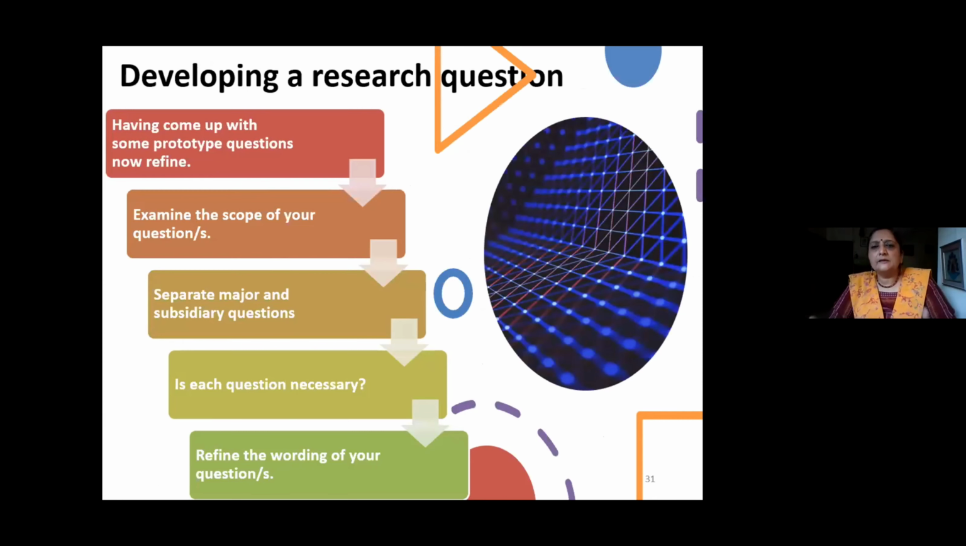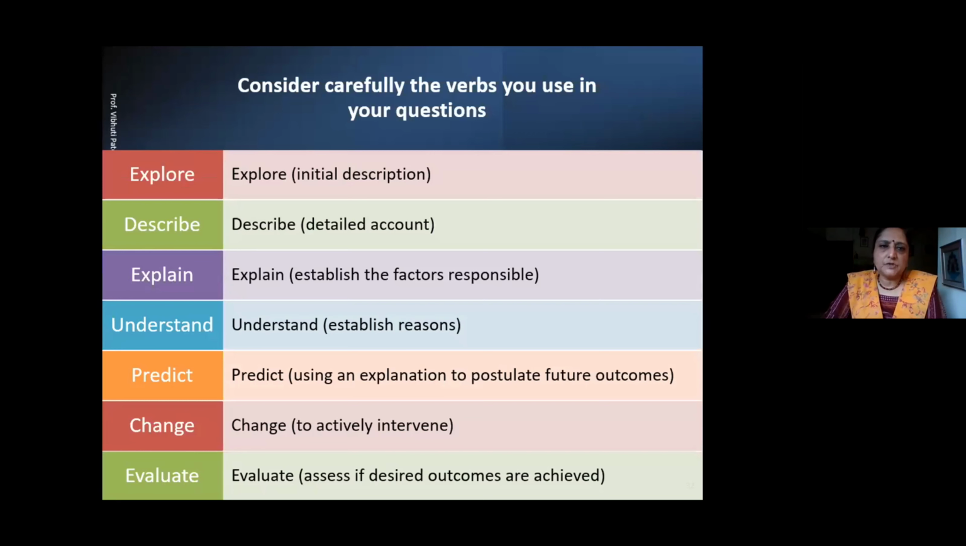In developing the research proposal, it's very important that, first of all, you come up with your research questions, examine the scope of your question, separate major and subsidiary questions, identify which questions are not necessary or irrelevant, and also refine the wording of your question. Whatever question you prepare, see to it that the wording and tone get you the most appropriate answers.